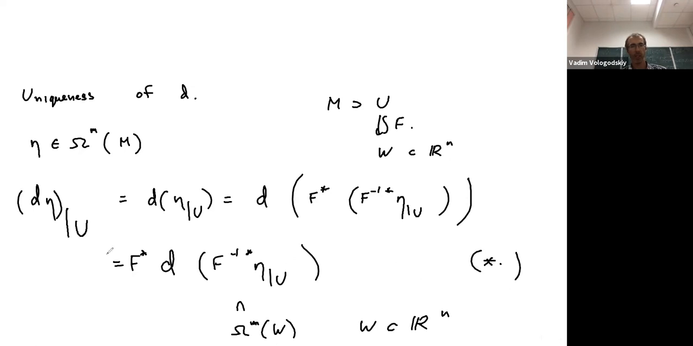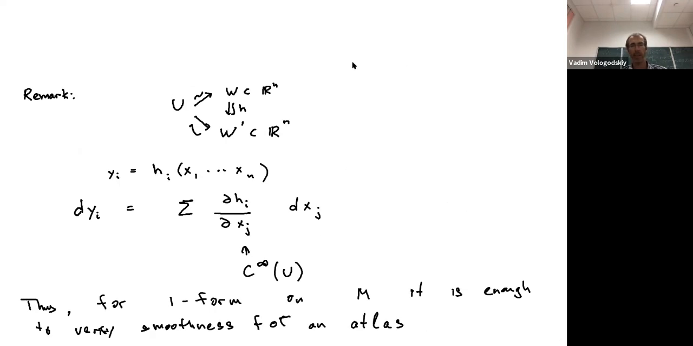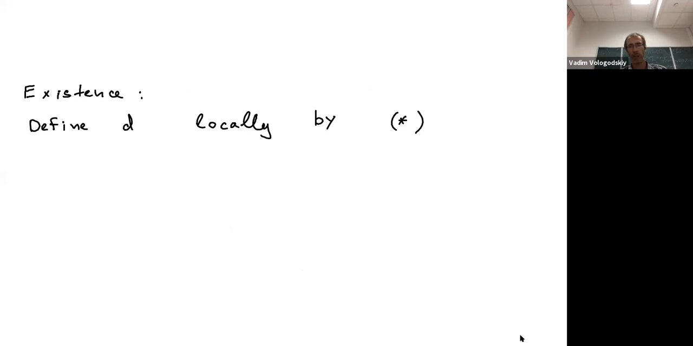So let's give a name to this formula. I claim that the existence of the differential follows, and can be shown as follows. Define d locally by this formula. So what does it mean that you define it locally?